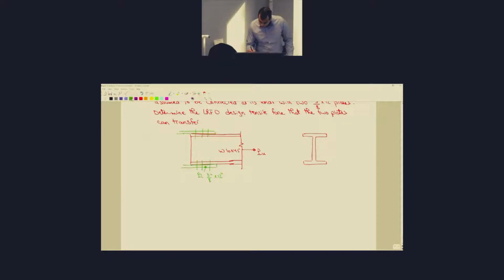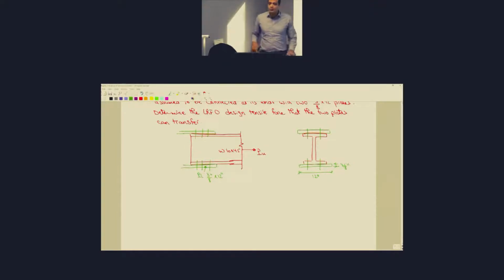And you have the plates on top. The plates are 8 inches wide. So the width of the plate is 12 inches. And its thickness is 3/8 of an inch. And they are connected by bolts to the flange of the W10x45, okay?